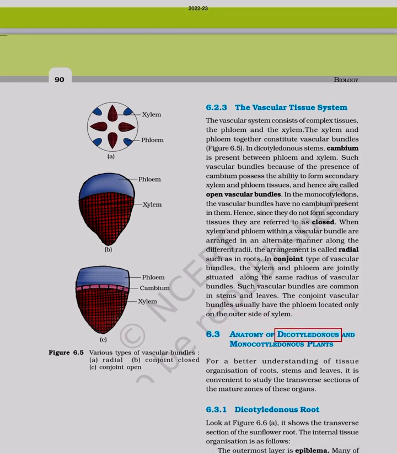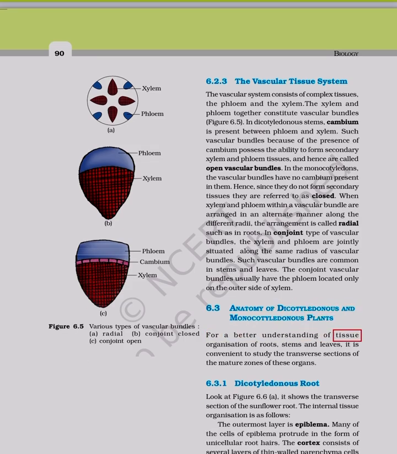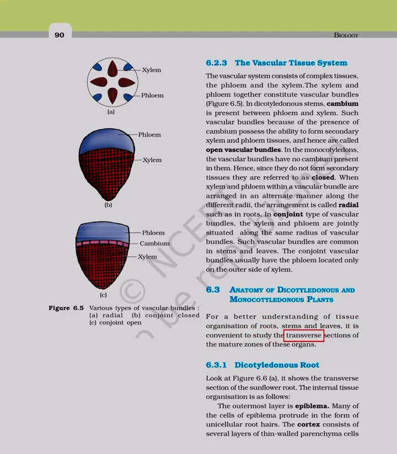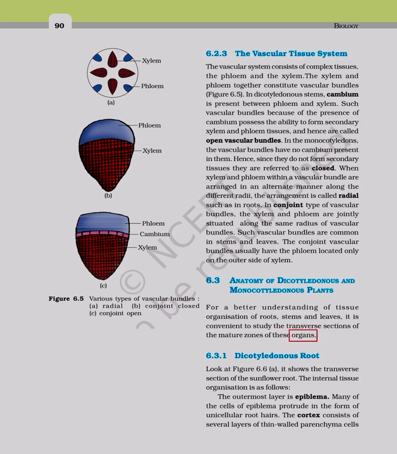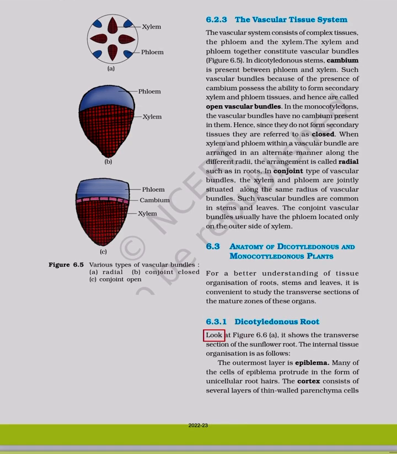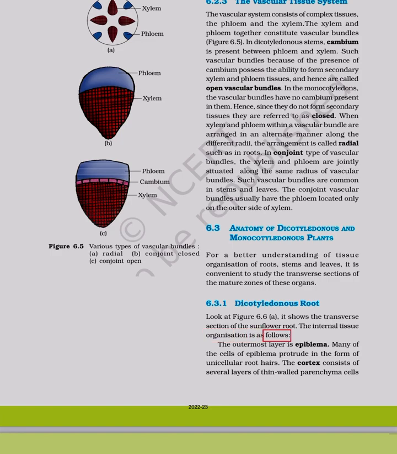6.3 Anatomy of dicotyledonous and monocotyledonous plants. For a better understanding of tissue organization of roots, stems and leaves, it is convenient to study the transverse sections of the mature zones of these organs. 6.3.1 Dicotyledonous root. Look at figure 6.6. It shows the transverse section of the sunflower root. The internal tissue organization is as follows.